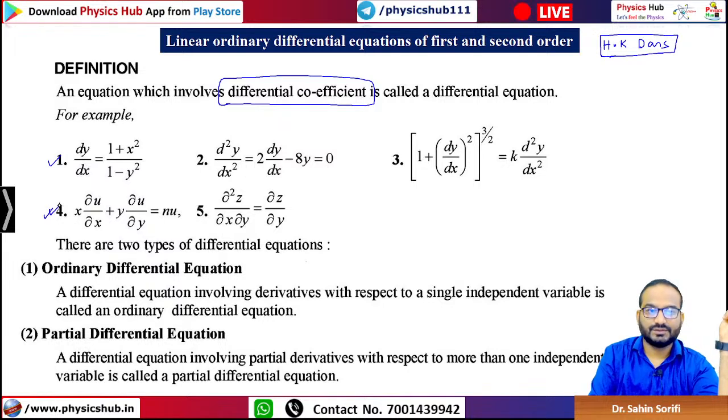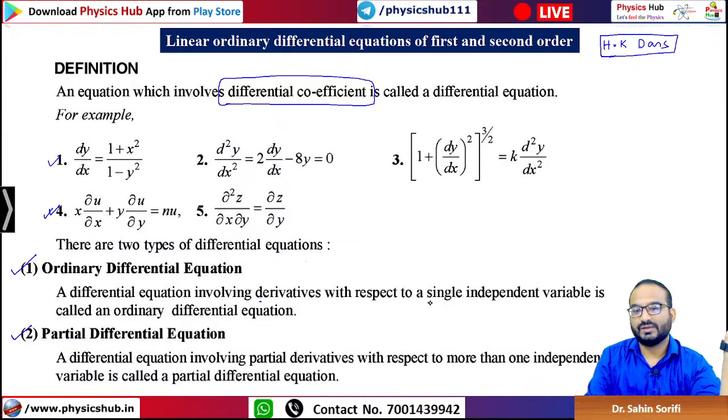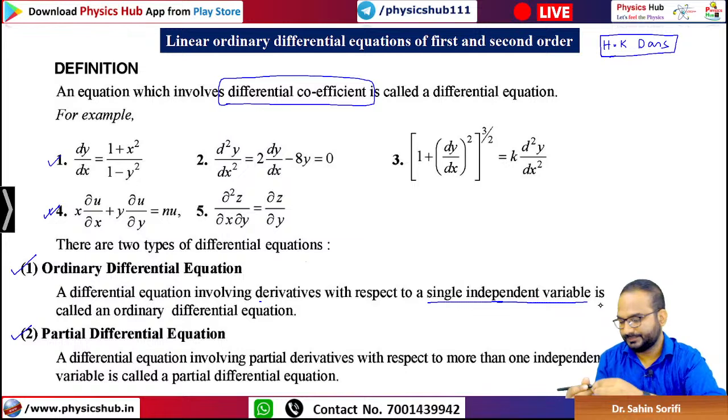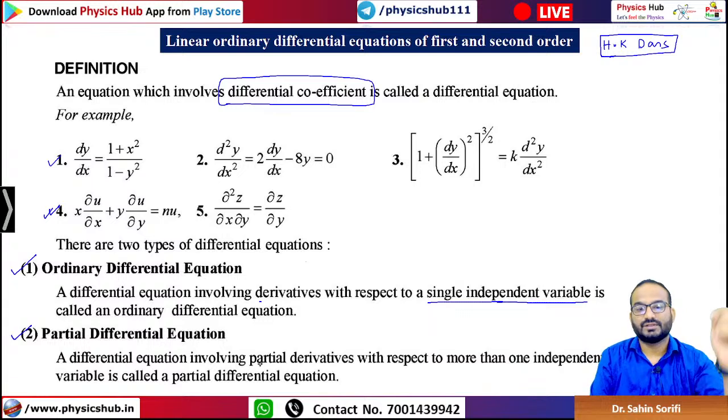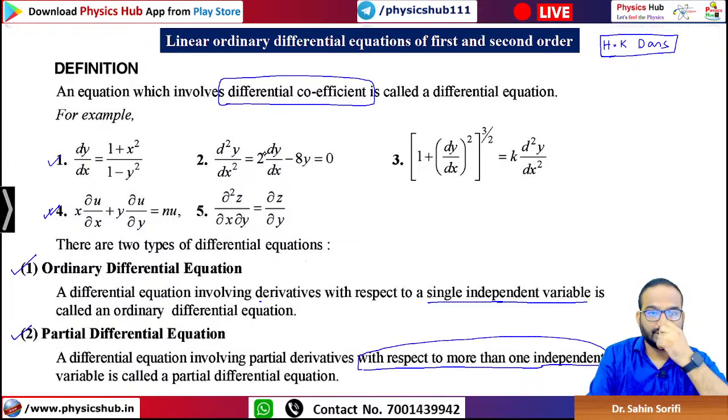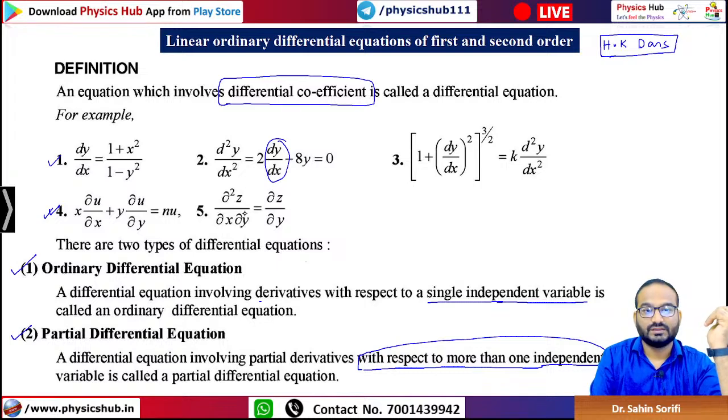These are partial differential equations. Now there are two types of differential equation: one is ordinary differential equation, another is partial differential equation. What is the difference between them? An ordinary differential equation involves derivatives with respect to a single independent variable. For a partial differential equation, you will see derivatives with respect to more than one independent variable, as you can see, dy/dx is written, but ∂²z/∂x∂y.